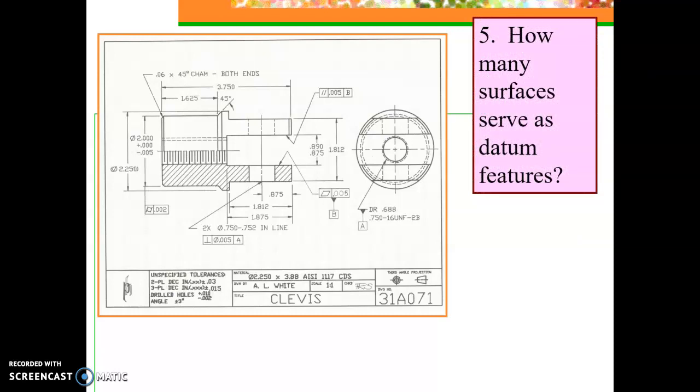How many surfaces serve as datum features? So the hole going through here, that's one, that's datum A. And B, well, we have a datum B here, and it looks like it's the inside surface here. Okay, I see, which is actually a flat surface. This surface right there. I'm not doing a very good job of drawing it, but yeah, that would be datum B. So there are two datums, A and B.